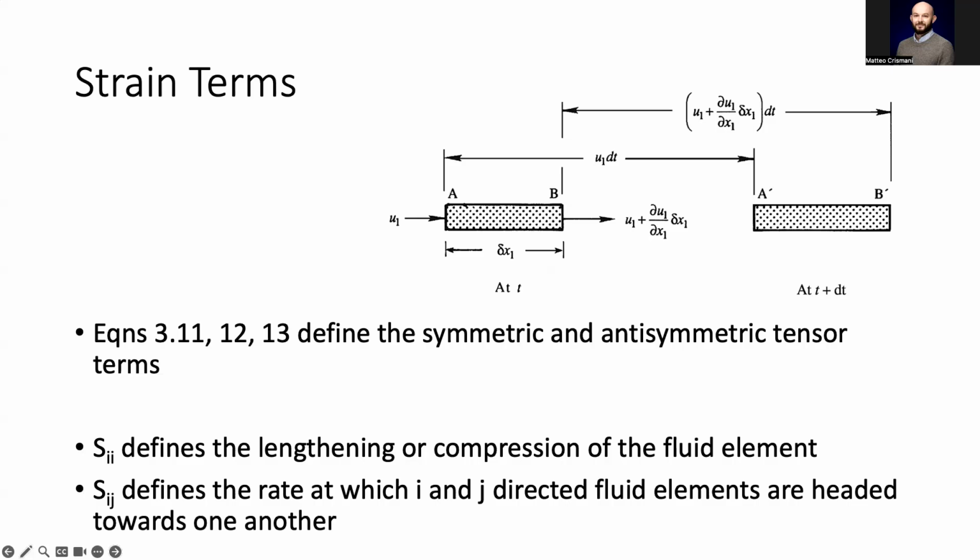The first one is this S_ij. S_ij is equal to 1/2 of du_i dx_j plus du_j dx_i. And R_ij is equal to the difference between du_i dx_j and du_j dx_i. Whew, those are weird, right? Anyone have an intuitive sense for what we've written?